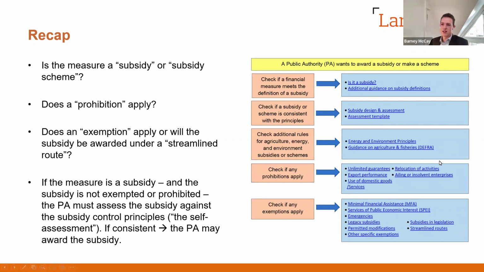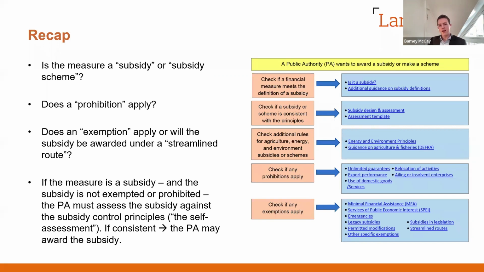The public authority also needs to consider whether there's an exemption that applies or whether the subsidy is made pursuant to a streamlined route. So if the measure is being given, for example, to respond to a global or national economic emergency, then it will fall within an exemption within the legislation, and the public authority can award the subsidy. But if, and this is the fourth bullet point on this slide, the measure is a subsidy and is not exempted or prohibited, then the authority needs to assess that against the subsidy control principles, and that's the self-assessment process that James has explained.